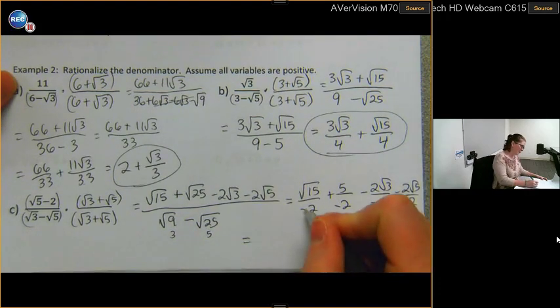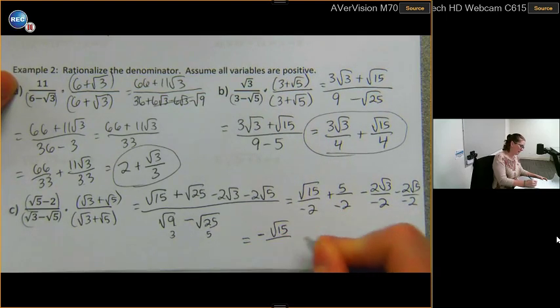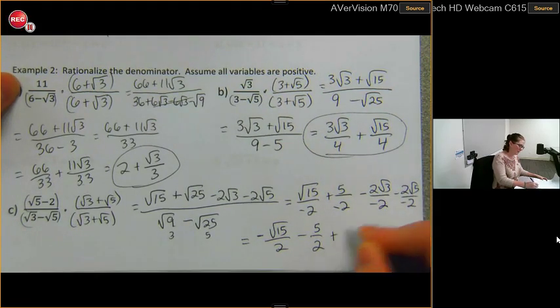I'm going to move the negative sign up, because you don't ever want to leave a negative on the denominator. You move it up in front of the fraction or on the numerator. Here these negatives are going to become positive and the 2's are going to cancel. Same thing here, these negatives are going to become positive and the 2's are going to cancel. And this is what we end up with.